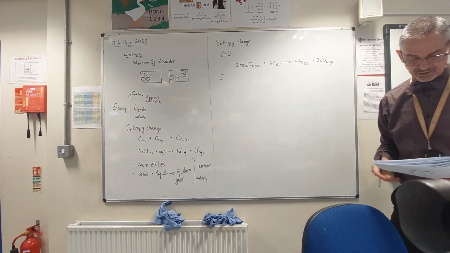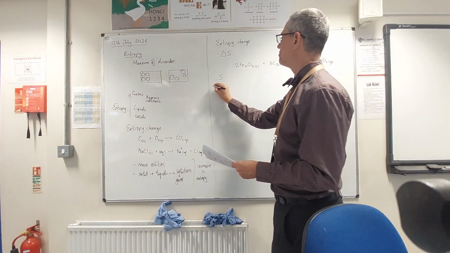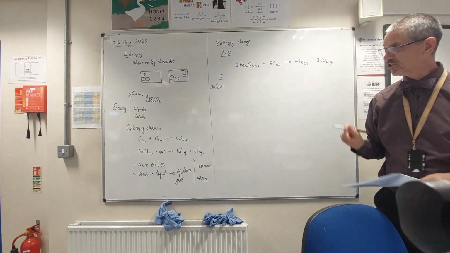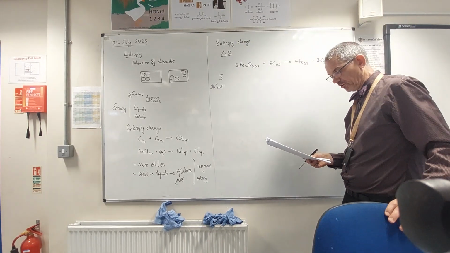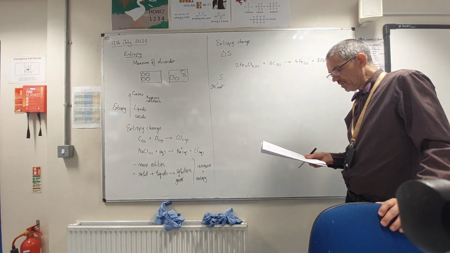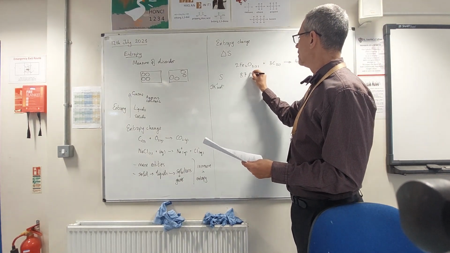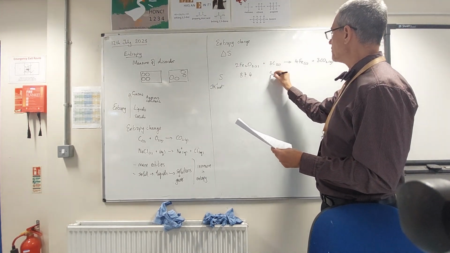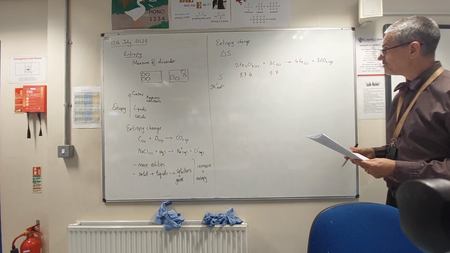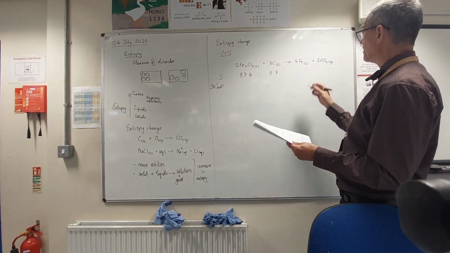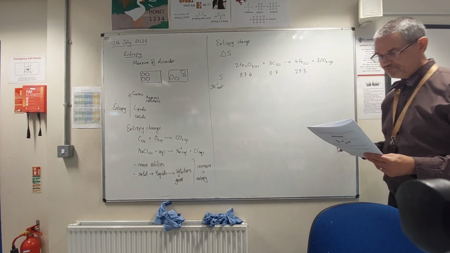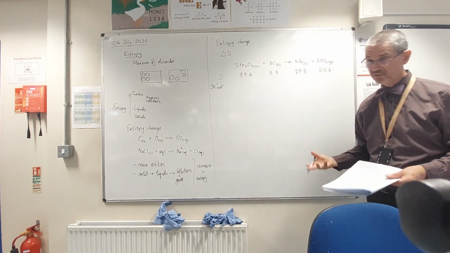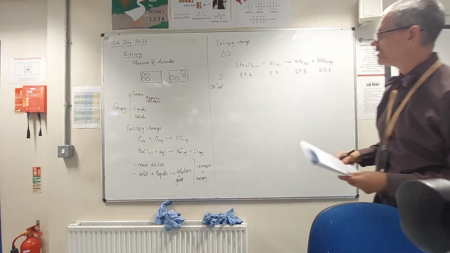If I look at the entropy values for these, entropy, by the way, is measured in joules per Kelvin per mole, not kilojoules. We'll come back to that later on. It's quite important. So entropy: 87.4 for the iron oxide, 5.7, very low entropy for carbon, must be very organised, 27.3 for solid iron, and 213.6 for carbon dioxide. Of course, that is a gas, so you would expect it to have the greatest entropy.